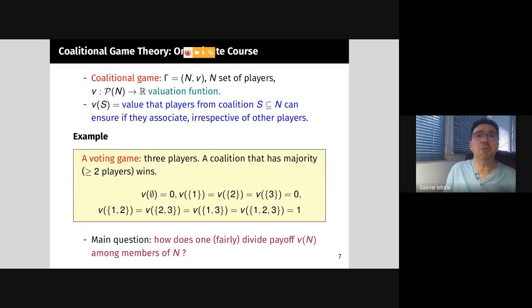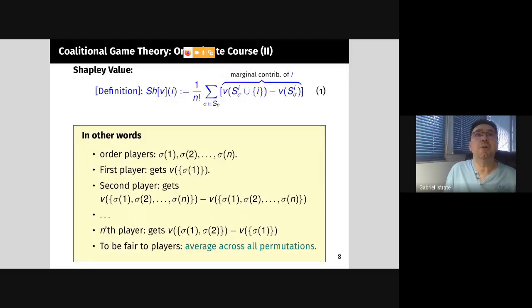And the main question in coalitional game theory is, okay, they associate, they form the coalition, they get collectively some value, the largest, the big coalition of all players. How does one fairly divide the payoff among members? Okay, so the coalition got something, now you want to divide that between members. So there is a very classical way of measuring how much a player should get, and it's called the Shapley value, and you have a complicated formula there, but let me try to demystify the formula for you.